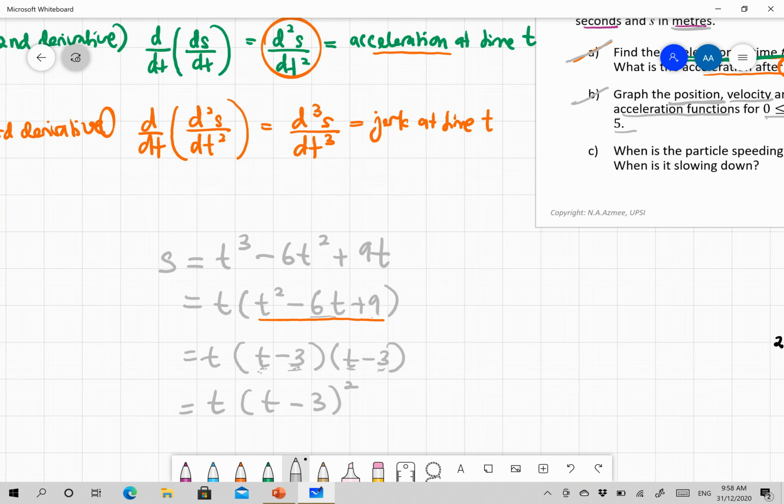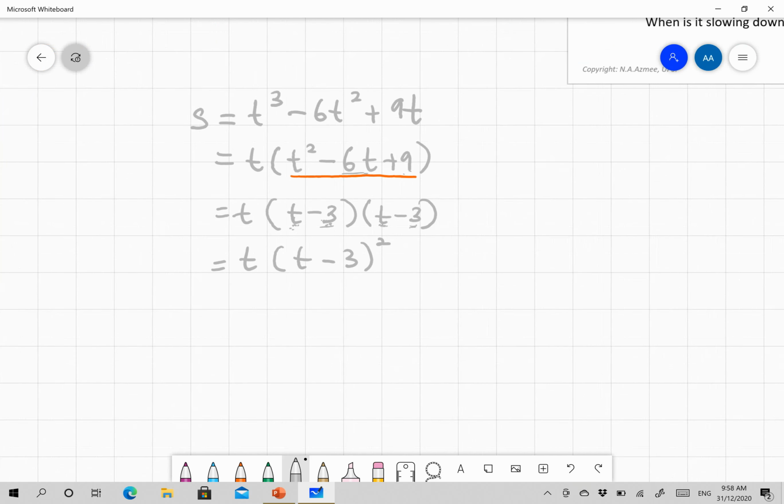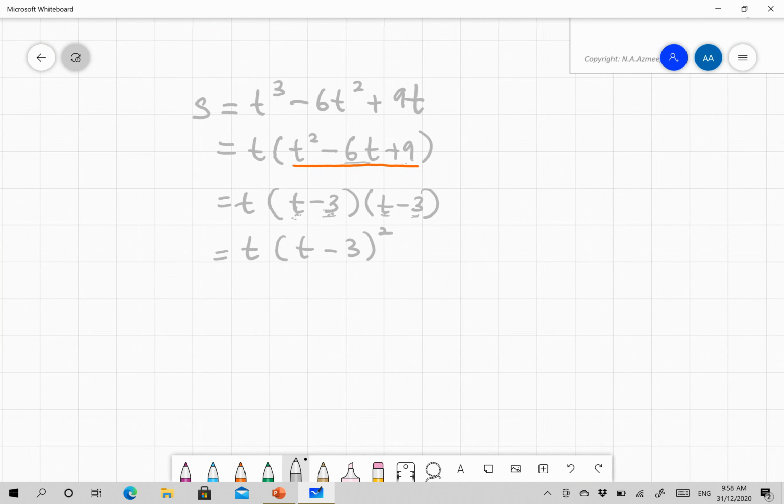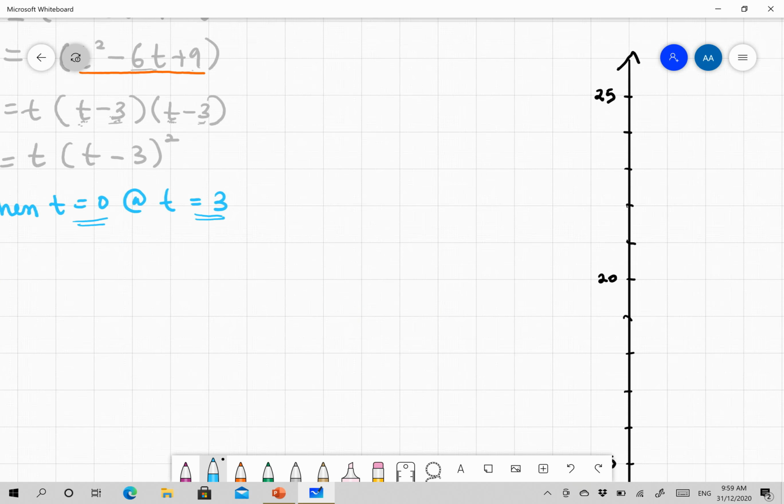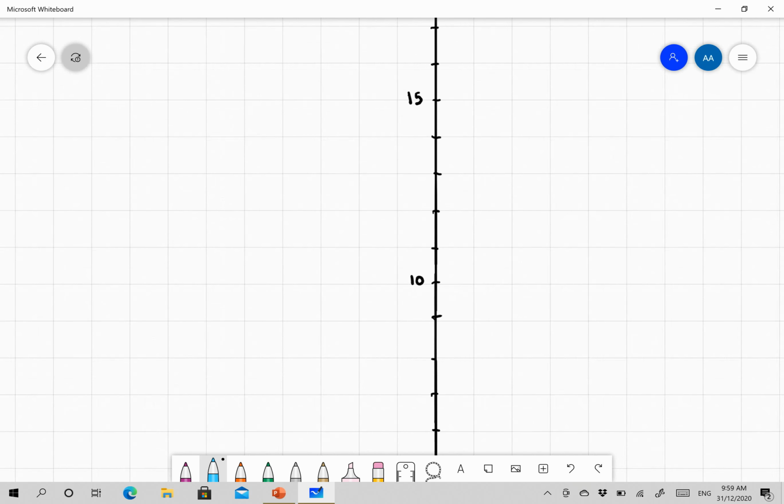Now based on this position function here, I hope you can see easily that s is going to be equal to 0 when t is 0 or t is equal to 3. So if you plug in the value of t equals 0 or t equals 3, the position function s is going to be equal to 0. So we've got some easy points to plot, and we can do that right now.